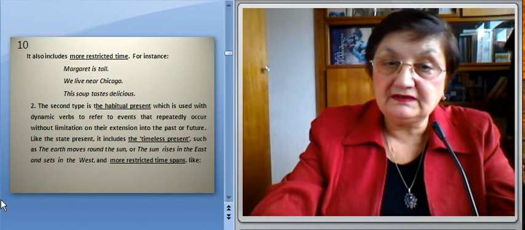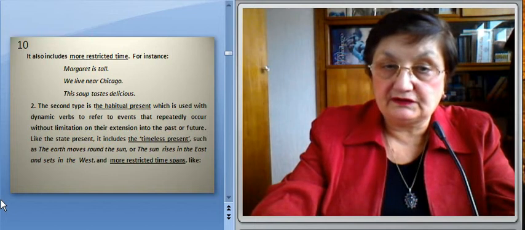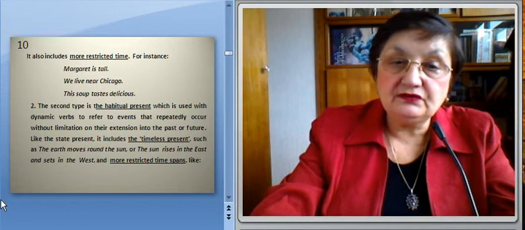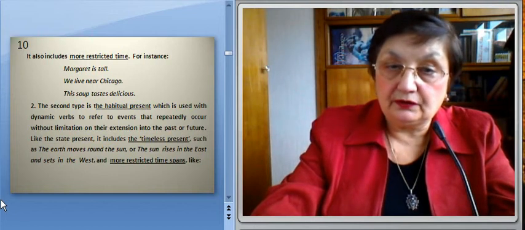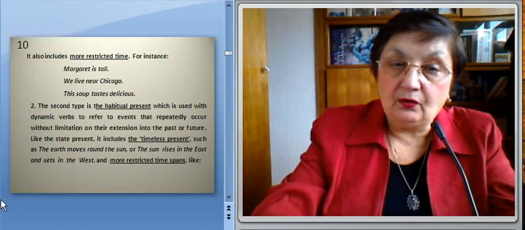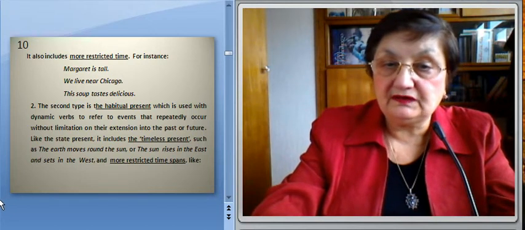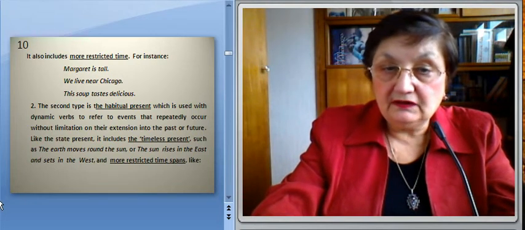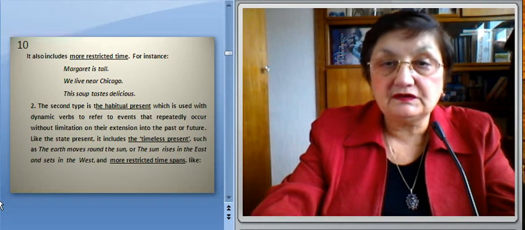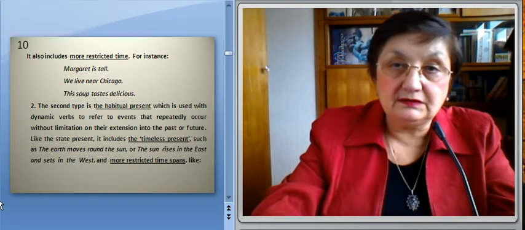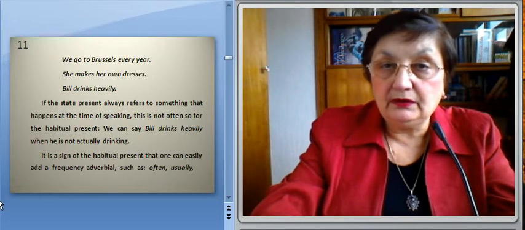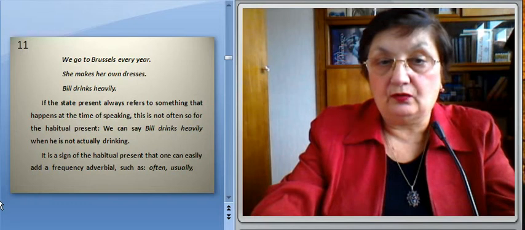The second type is the habitual present, which is used with dynamic verbs to refer to events that repeatedly occur without limitation on their extension in the past or future. Like the state present, it includes the timeless present, such as "The earth moves around the sun," or "The sun rises in the east and sets in the west," and more restricted time spans, like "We go to Brussels every day," or "She makes her own dresses," or "Bill drinks heavily."